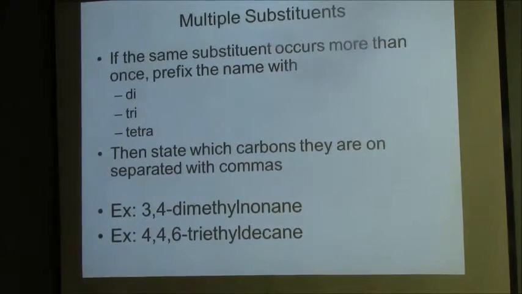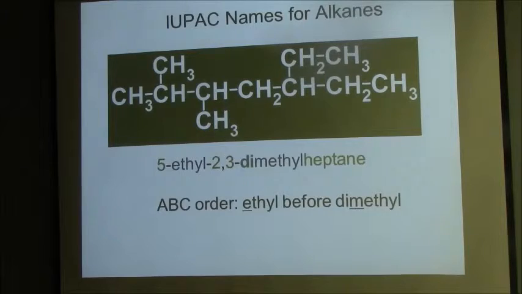If the same substituent is on there more than once, we would just list the carbons that it's on and then use the prefix mono, di, tri, tetra, penta, etc. to designate how many. So for instance, 3,4-dimethylnonane tells the reader that carbon 3 and carbon 4 both have methyl groups. 4,4,6-triethyldecane tells the reader that carbon 4, and then there's another one on carbon 4, and then also carbon 6 all have ethyl groups.